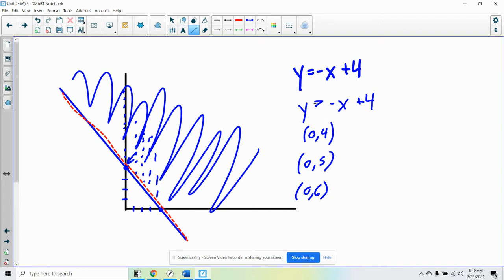Okay, so basically you'll see that if it's just greater than or less than, it's a dotted line. If it's greater than or equal to, or less than or equal to, it's going to be a solid line. That's the only new thing we're doing, okay?